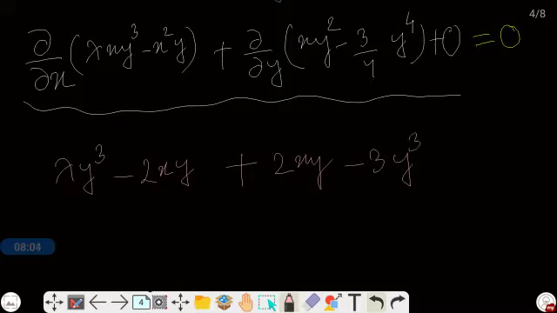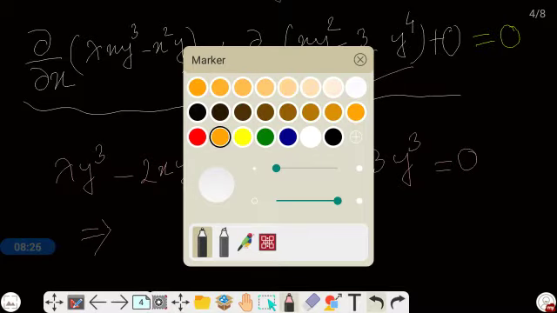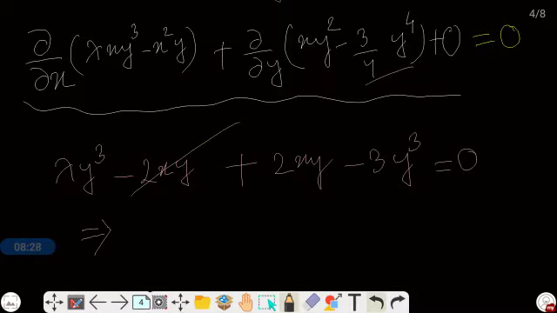Okay, minus 3y cube for this, yes or no? Yes, and this term is equal to 0. So from here we need to find out the value of lambda. One thing we can do, you can see here that minus 2xy and plus 2xy are gone.